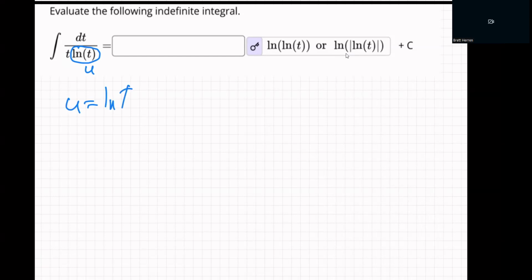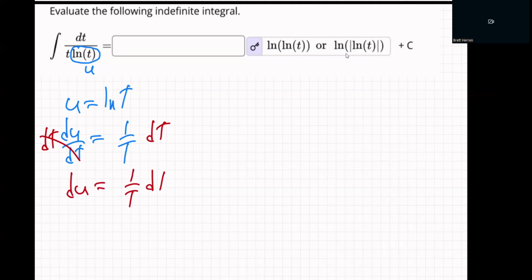Why so? Well, because the derivative du dt here, what's your natural log? It's 1 over the argument. If the inside was anything other than a simple t, the chain rule would have to multiply, but it's just a simple t. So we stop there, and then we multiply both sides by dt. Cancels out. So du is 1 over t dt.